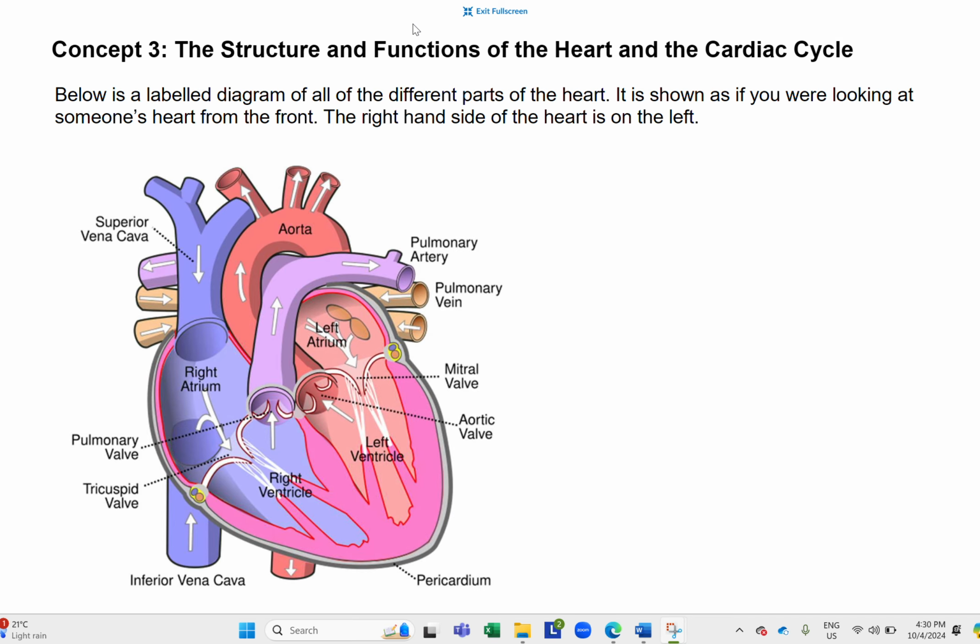in particular. So we have a diagram, and as in the previous lesson, the right hand side of the heart will be on the left side of the screen, and the left side of the heart will be on the right side of the screen, because we are looking at this diagram as though somebody is in front of us, facing us. Okay?